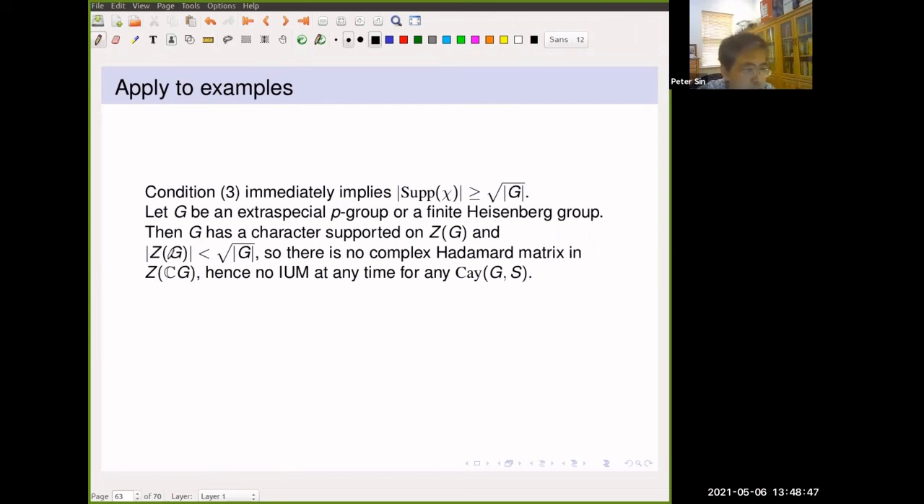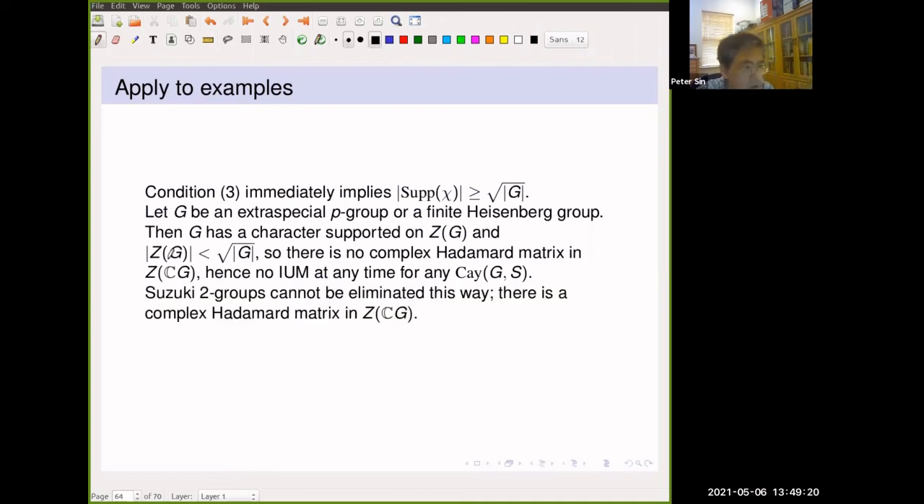If G is an extra special p-group or a finite Heisenberg group, then it has a character that is supported on Z of G, so it vanishes outside Z of G, and Z of G is smaller than the square root of the order of G. So we see immediately that there's no complex Hadamard matrix in the center of the group algebra, and so we can't have instantaneous uniform mixing at any time for these Cayley graphs.